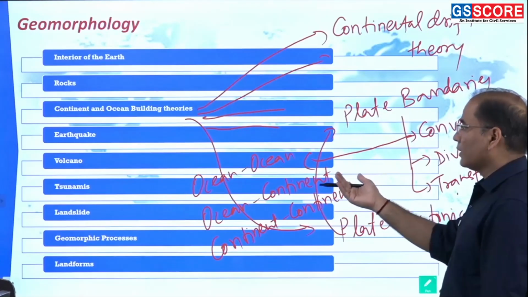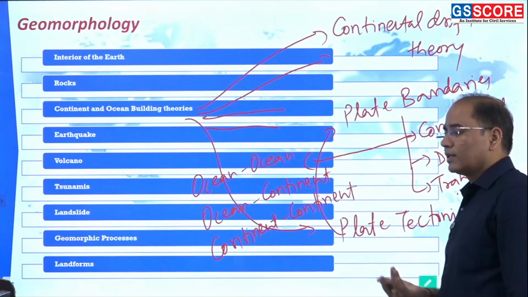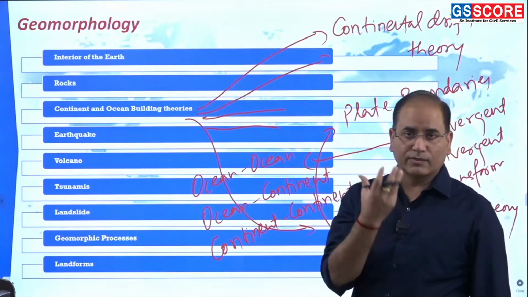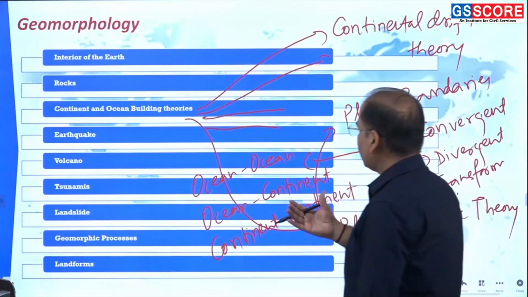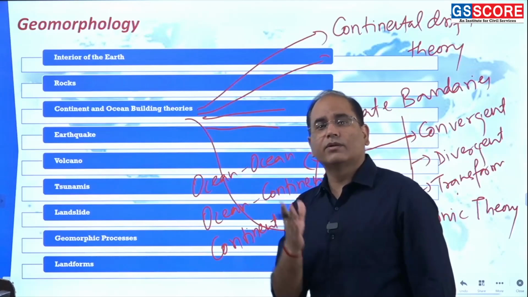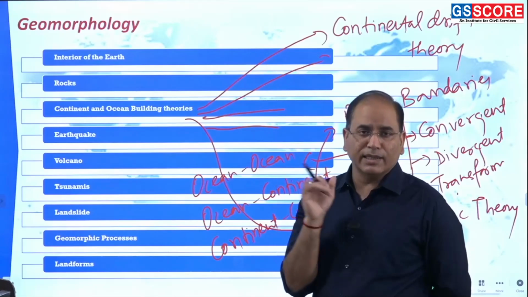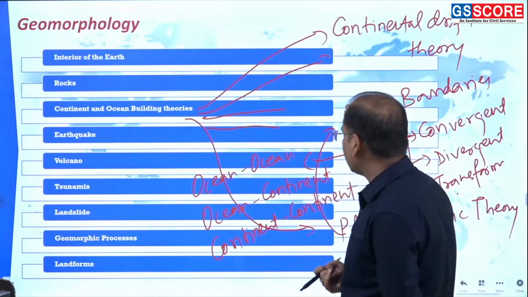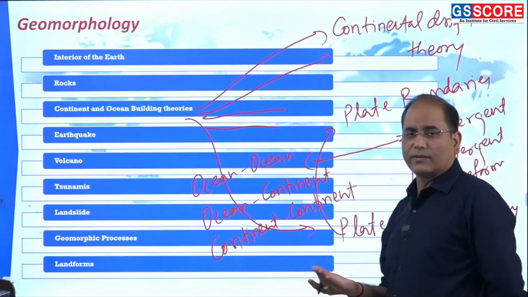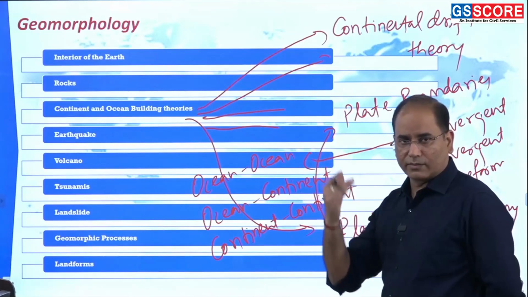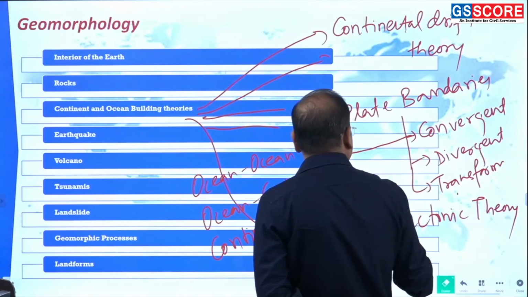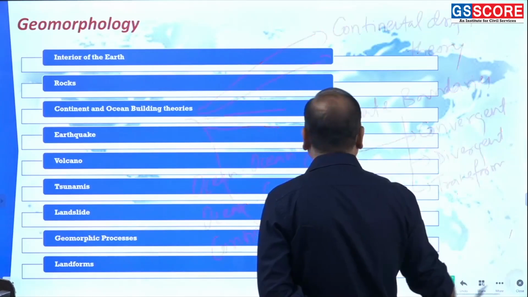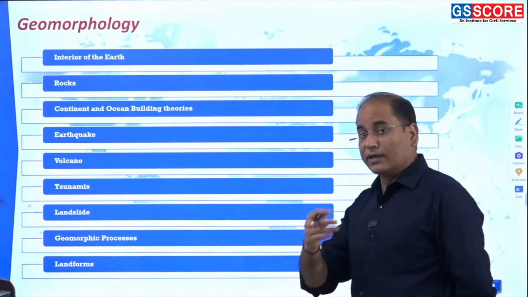Then we have ocean convergent. Ocean convergent is like most of the Indian Ocean, most of the Pacific Ocean. Then we have ocean continent convergent. Ocean continent convergent is like the Rockies, the Andes, these are the cases of ocean continent convergent. And the continent convergent is like our very famous Great Himalaya.